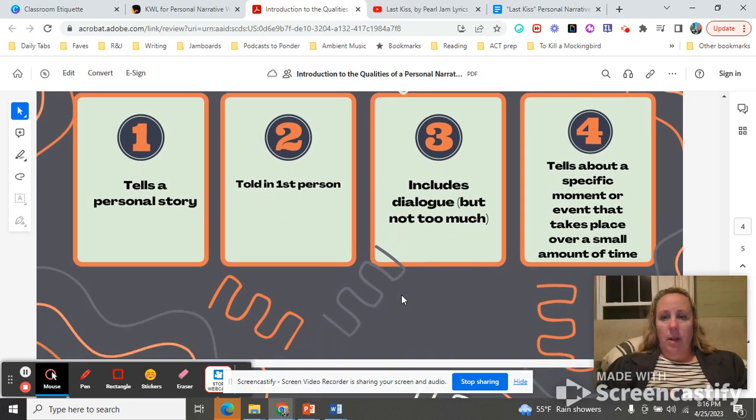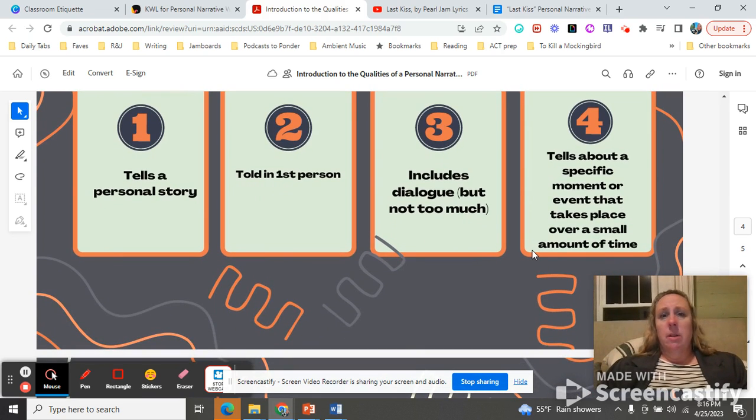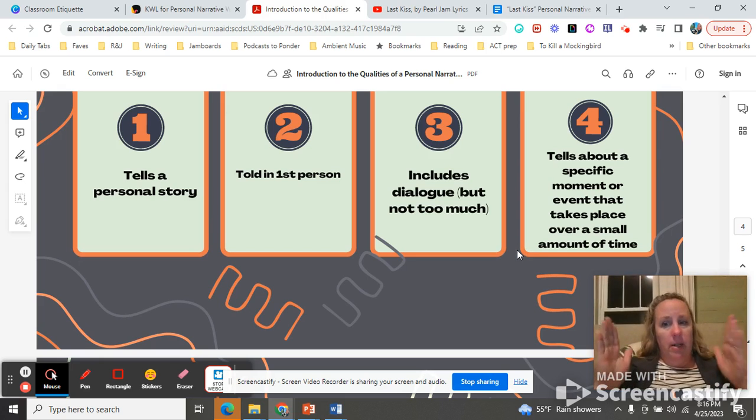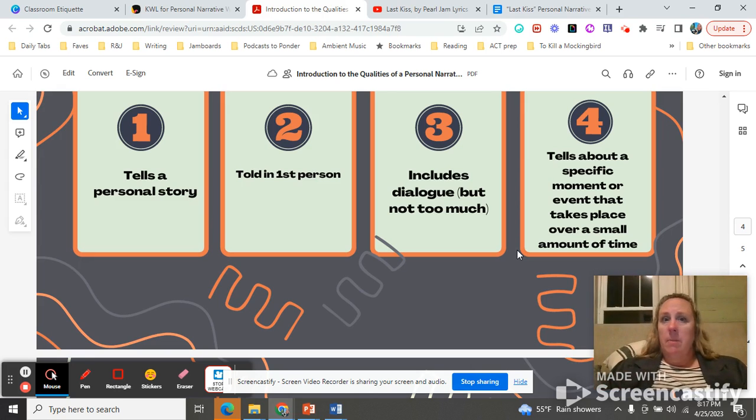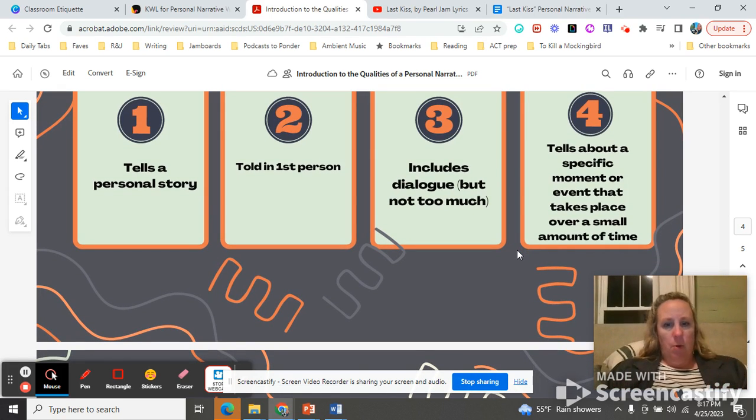And then the fourth quality is that it's going to take place over a specific moment or an event, a very small amount of time. So often, when we have this activity, students want to write about like their freshman year. Well, that's not a small amount of time. That's really big. That's like 9 months. And so we want something specific. So something like maybe your first day as a freshman might be a good topic. Okay. That's the difference. All right.